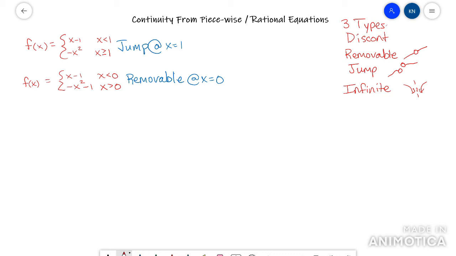Okay, look, I'll show you one more piecewise that'll kind of clarify this whole thing that I've been trying to talk about here. So imagine this problem now.